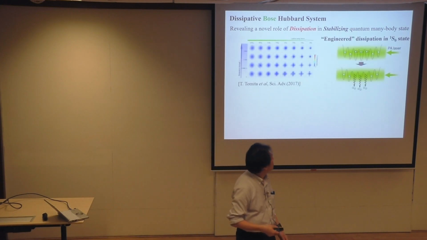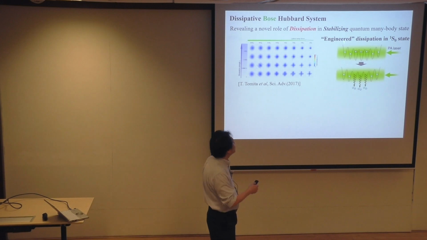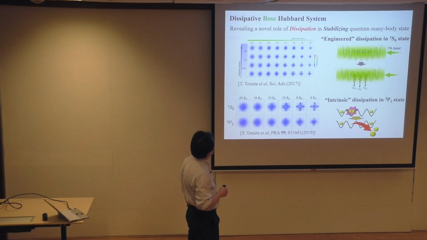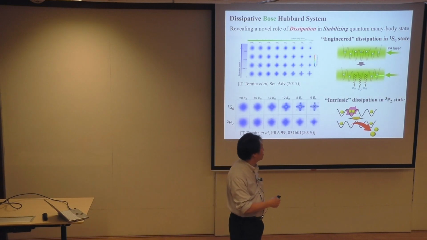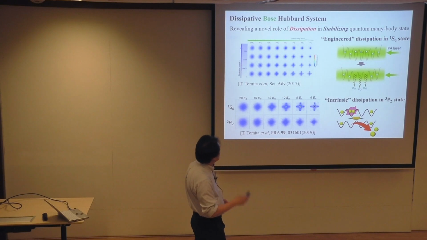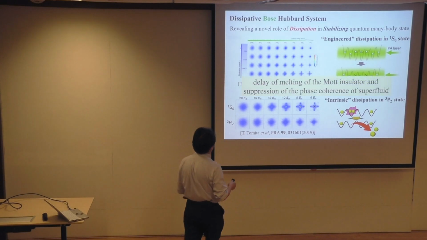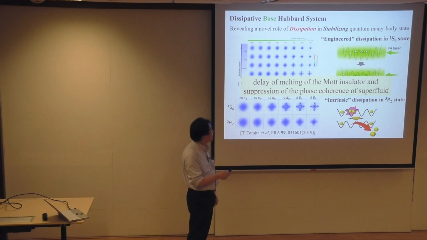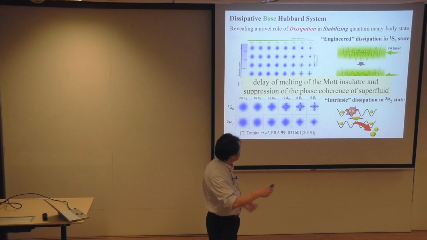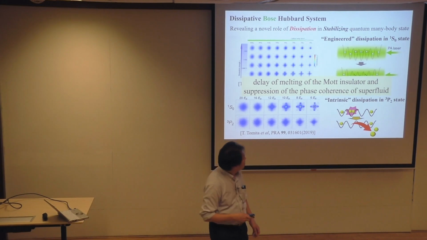We introduce engineered two-body dissipation in the ground state singlet S0 state by the application of a photoassociation laser beam. Also, we use the intrinsic two-body dissipation inherent in the metastable triplet P2 state. With these two experiments, we reveal the delay of the melting of the Mott insulator state and suppression of the phase coherence of a superfluid due to the dissipation.